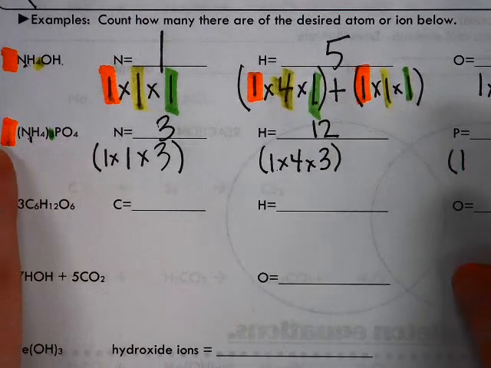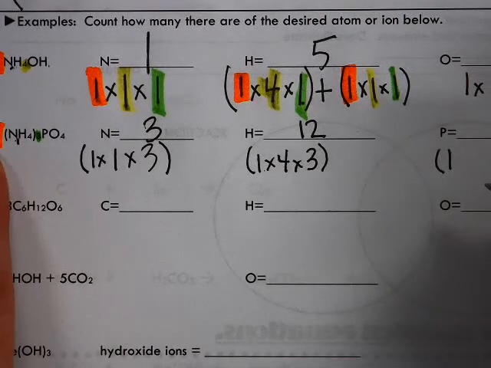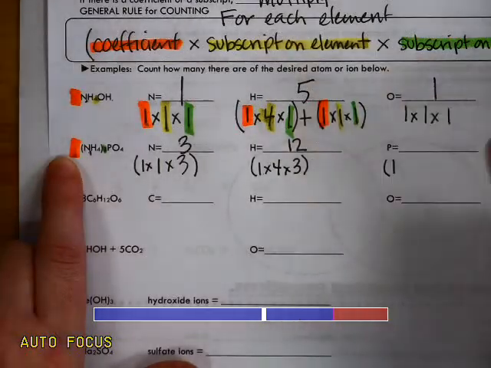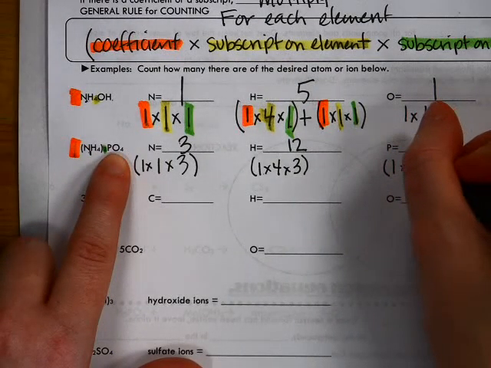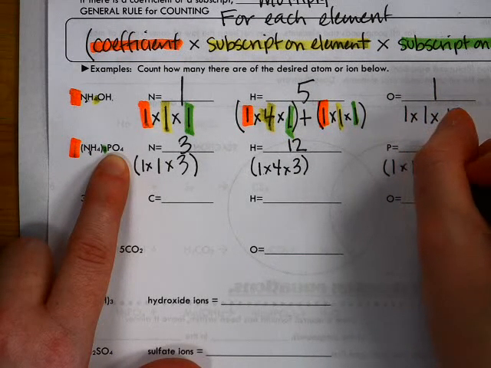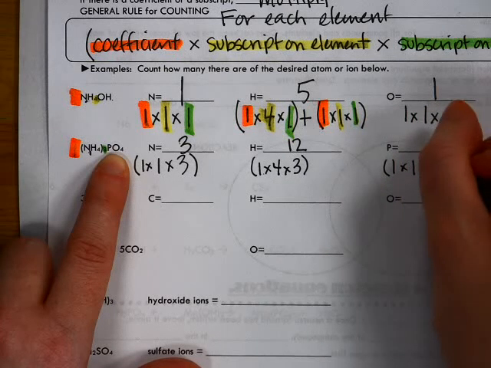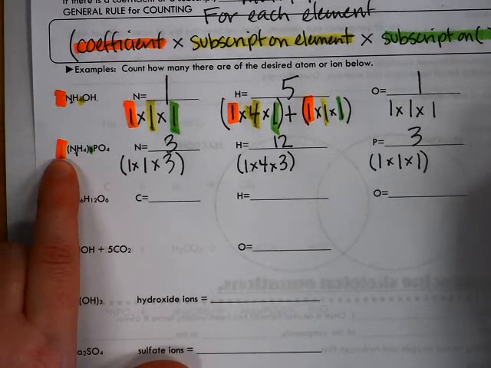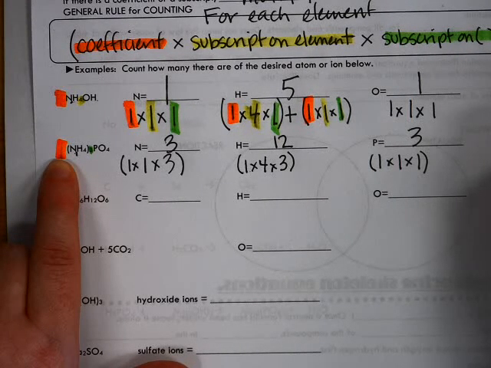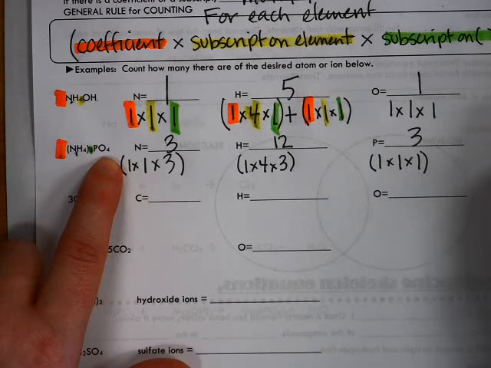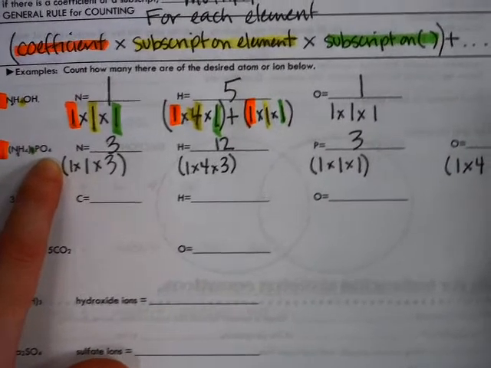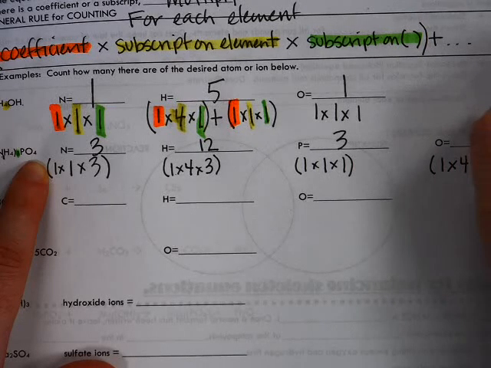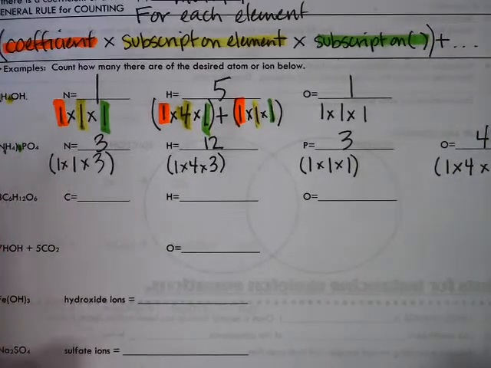Our P, start at the beginning. I have a coefficient of 1. Let me zoom out for us. On the P, there's no number right after it, so it's a subscript of 1 on the P, and it is not in parentheses, so it's a 1. That's 3. And for our oxygen, I see a coefficient still of 1 times a subscript of 4 on the oxygen, and it's not in parentheses, so a 1. So 1 times 4 times 1 is 4.